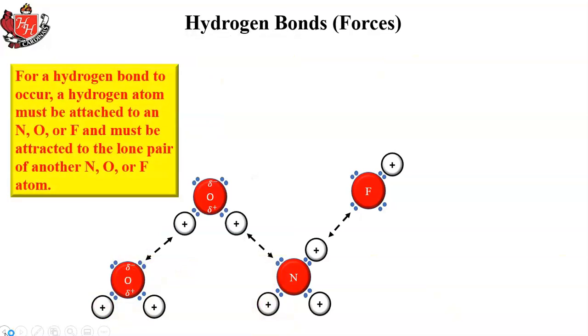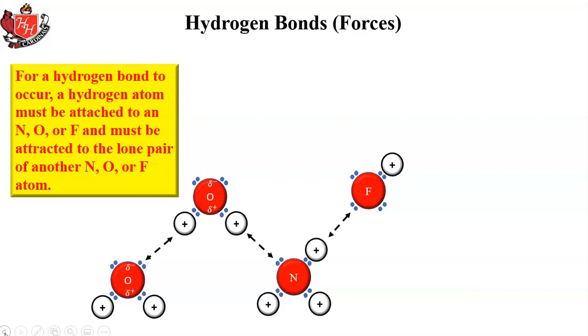So, for a hydrogen bond to occur, a hydrogen atom must be attached to a nitrogen, oxygen, or fluorine, and must be attracted to the lone pair of another nitrogen, oxygen, or fluorine atom. For example, a hydrogen atom that's attached to a carbon atom cannot hydrogen bond. The hydrogen has to be directly attached to a nitrogen, oxygen, or fluorine.